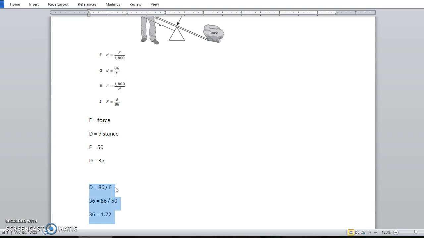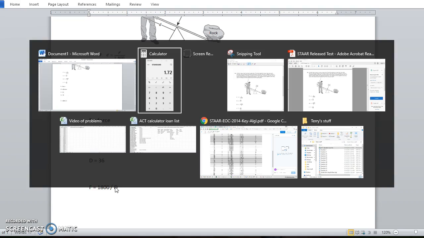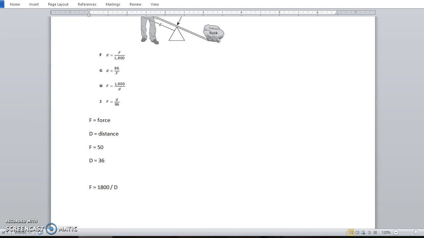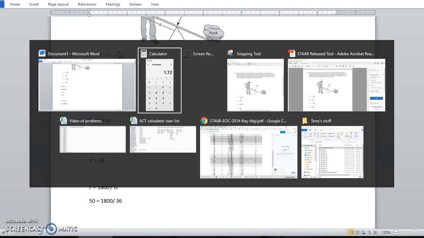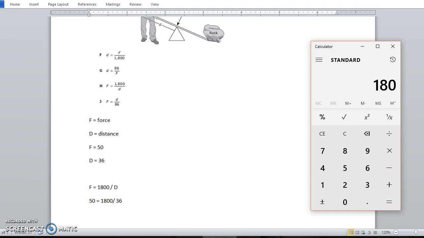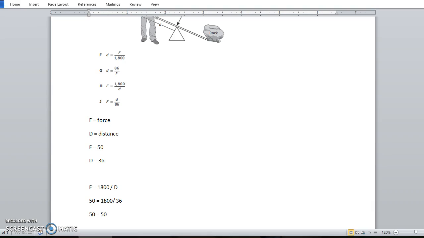Let's try H. F equals 1800 divided by D. So 50 is F. 1800 divided by 36. So 1800 divided by 36, we get 50. 50 equals 50. There's our true statement. So because this is true, that means that this is the equation we wanted to get.